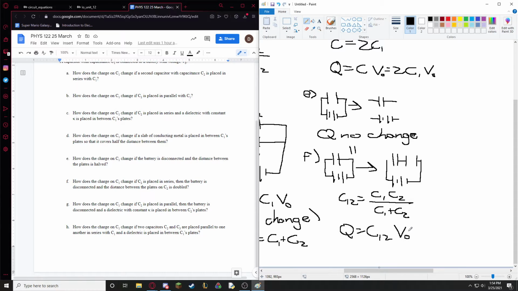We know that after the battery is disconnected, nothing's going to change in terms of the charge on our capacitors. So it doesn't matter what we do with C2, the charge is still going to be the exact same, at least on C1. And then also on C2. Does that make sense? Anyone have any questions?